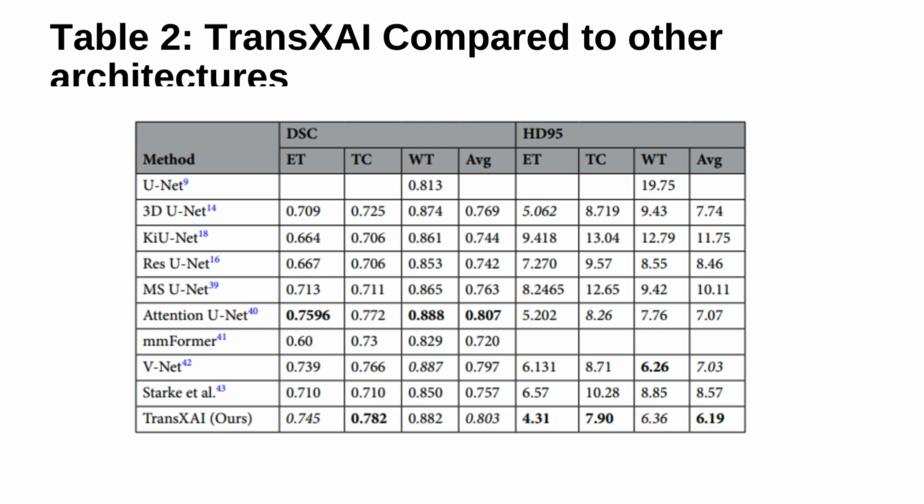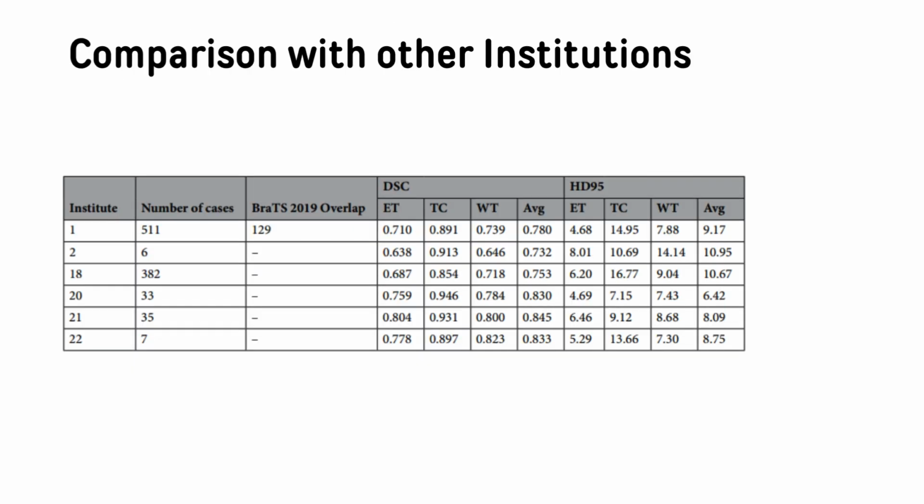This comparison was done with different other methods, or different other architectures. So you can pass through them. You can see there is this one, where the comparison was done with other institutions, some of which used, for example, institution one used the same data set, which is the brain tumor segmentation 2019 overlap.